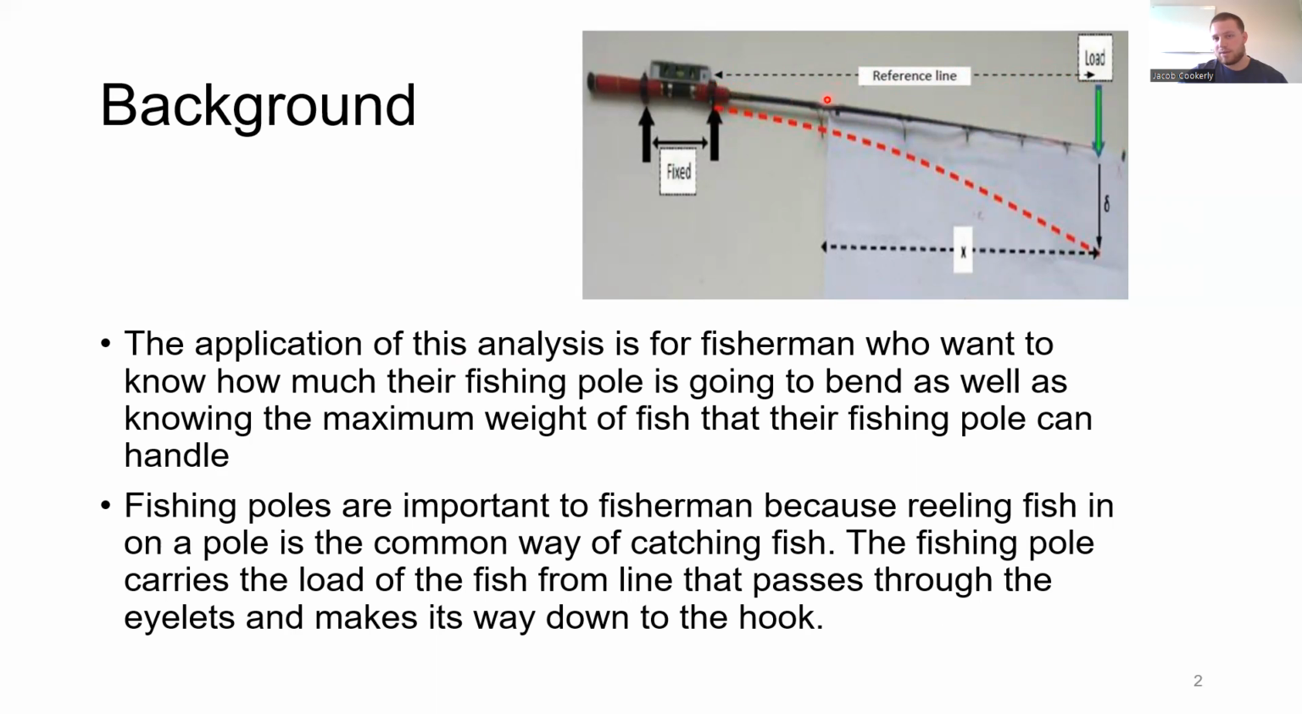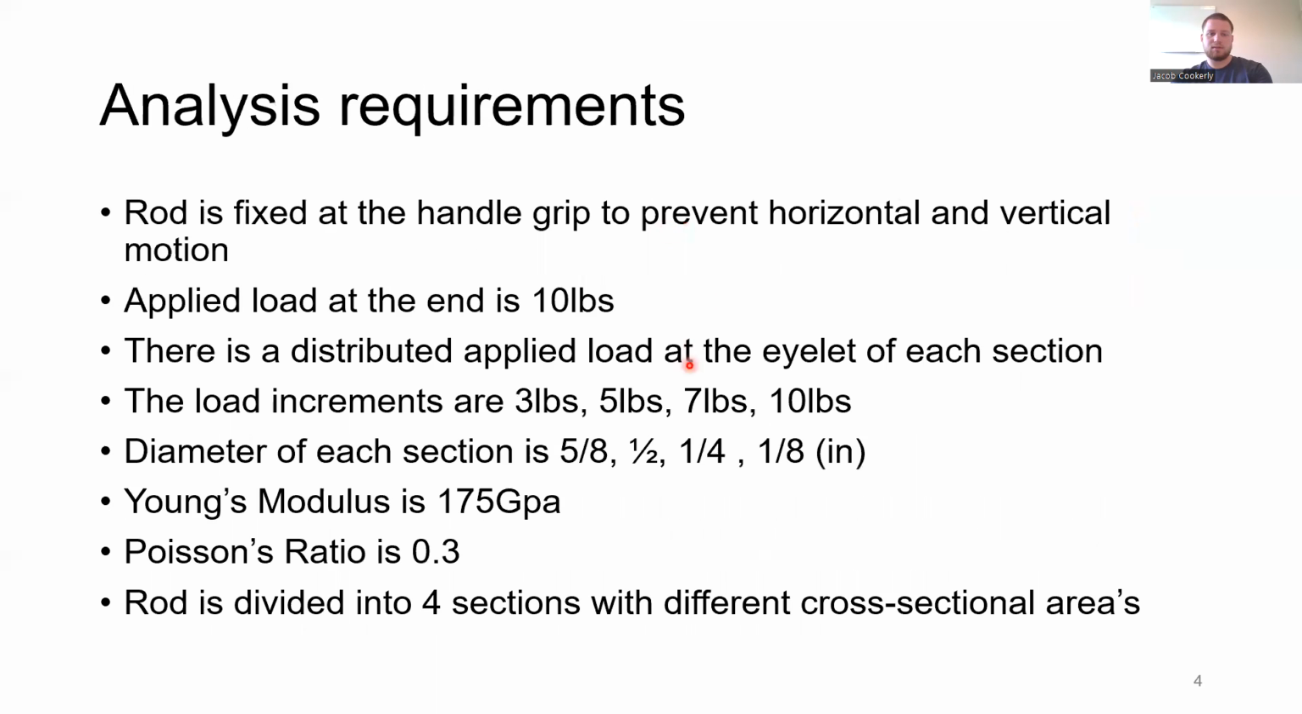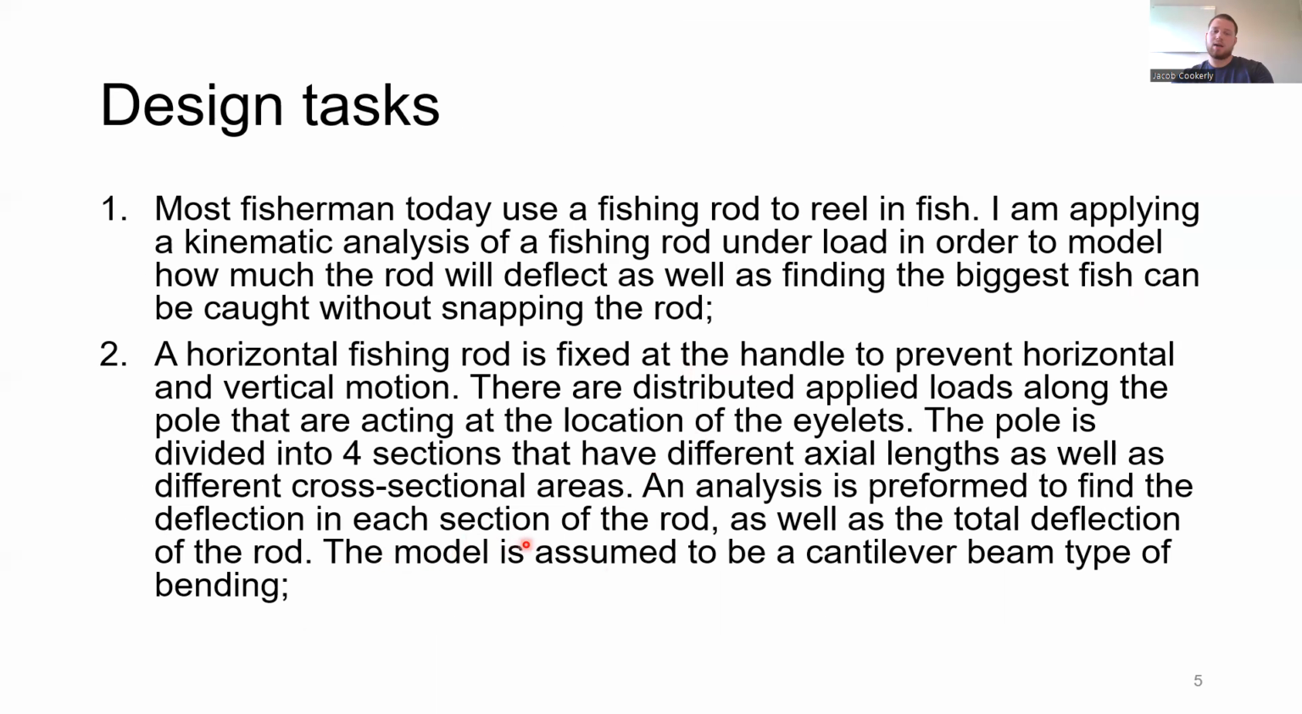The deflection of section 1 would be about this length. The deflection of section 2 would be from the end of that length to here. The deflection of section 3 would be that length to here. And then the deflection of section 4 would be that length to here. The total deflection would be all of these added up. And the model is assumed to be cantilever beam type of bending.